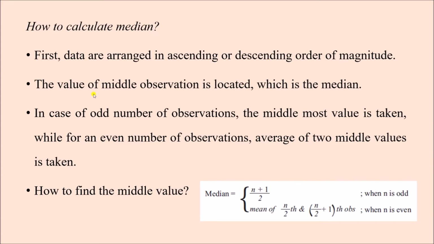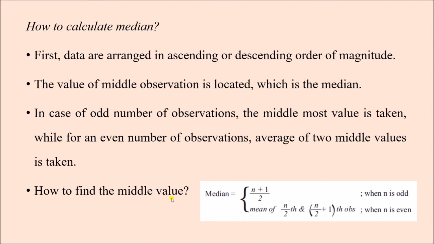Then we have to locate the middlemost value in the data set, that is the median value. Now how are we going to find the middlemost value? We can have an odd number of observations, like maybe 5, 7, 9, 11 observations. In that case the middlemost observation is taken. But if we have an even number of observations, like maybe 10, 14, 20 observations, in that case we have to find the two middle values in the data set and take the average of them.